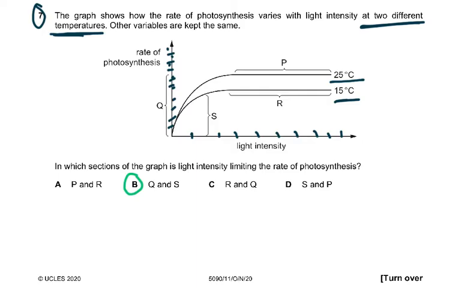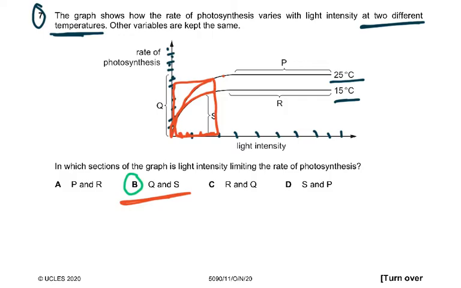So light intensity would not be the limiting factor any longer when it plateaus, but light intensity will always be the limiting factor in this part before it plateaus. So let's look at this part. Where is this part? Before it plateaus is this part. Because as you are increasing the light intensity, the rate is also increasing. So that is why the answer would be Q and S.